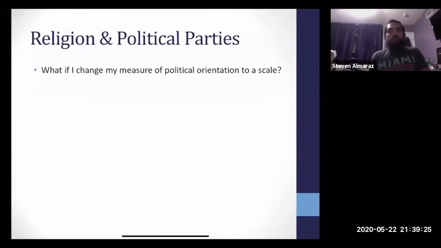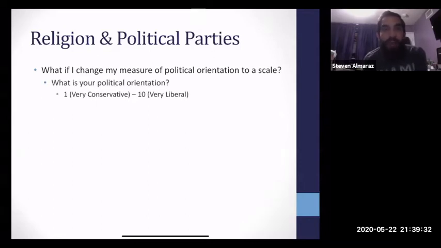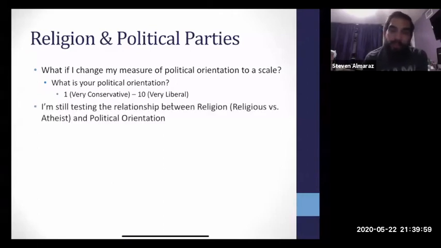So, what if I change my measure of political orientation to a scale? I might give somebody a scale like this. What is your political orientation? 1, very conservative, to 10, very liberal. Well, now we've changed the type of variable that we're using. It's no longer a categorical variable. But I'm still testing the relationship between religion and political orientation. I'm just doing it a little bit differently.